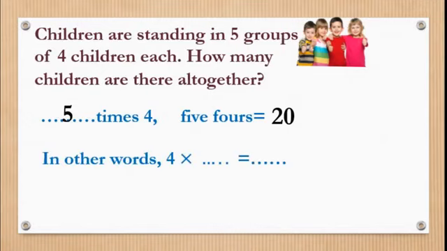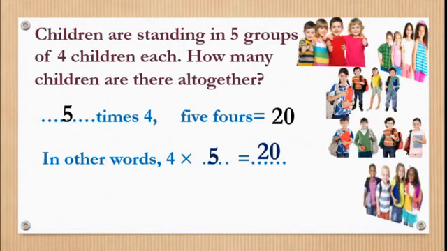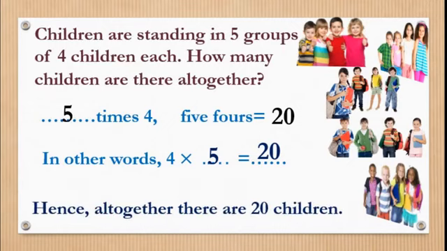Now, in other words, 4 multiplied by how many groups are there? 5 groups are there. So, 4 5s are 20. See here, altogether 20 students are there. If you want to count, count them. Now, how will we write the answer? Hence, altogether there are 20 children, because 5 groups are there and the total number of children is 20.